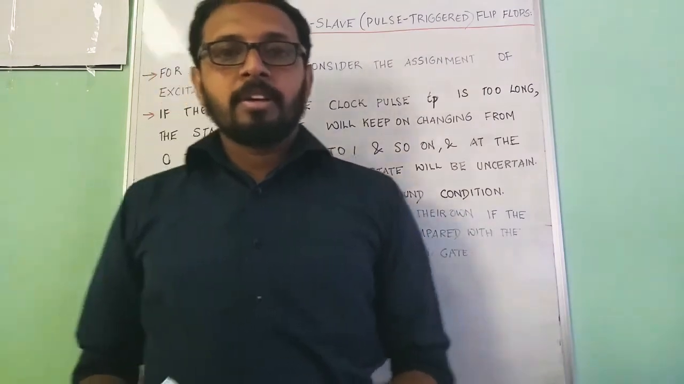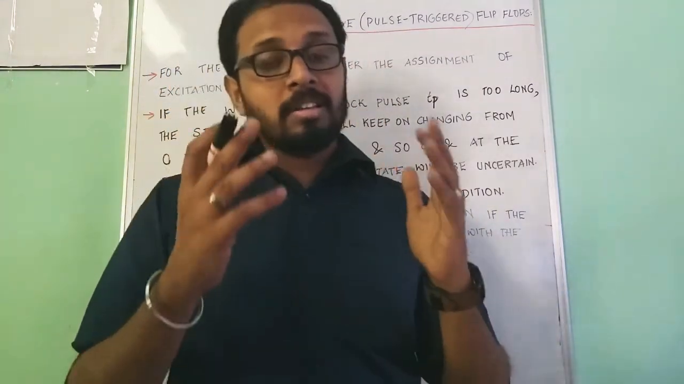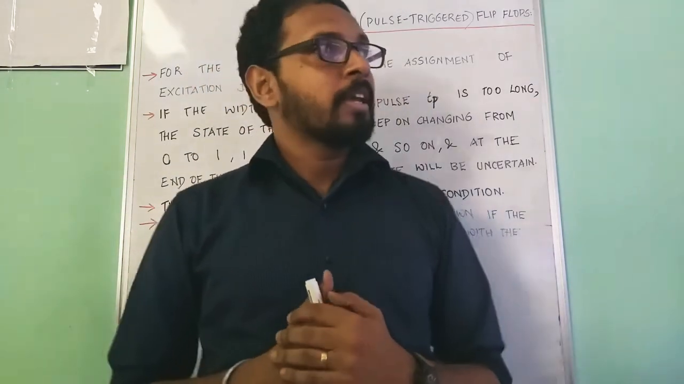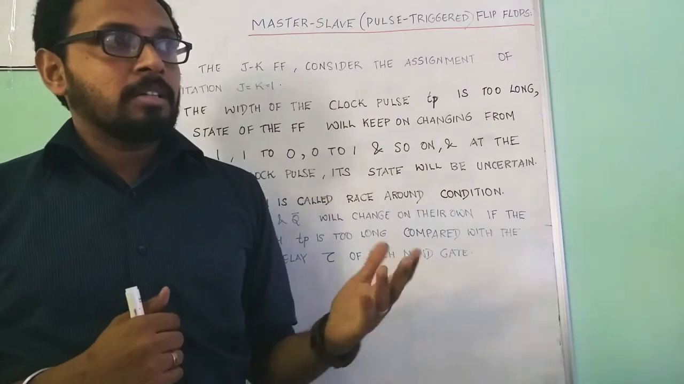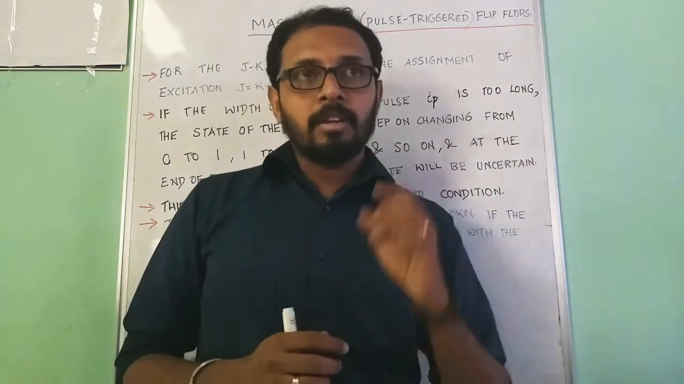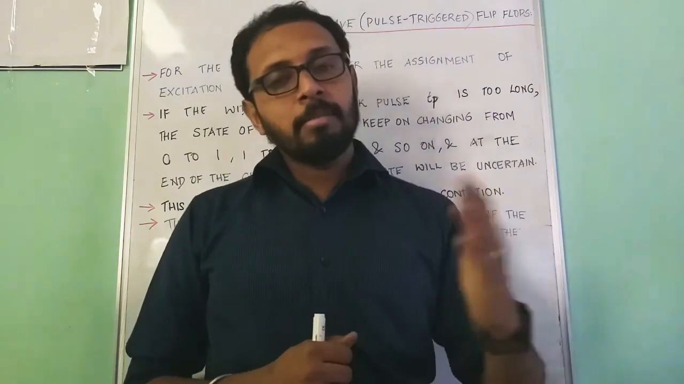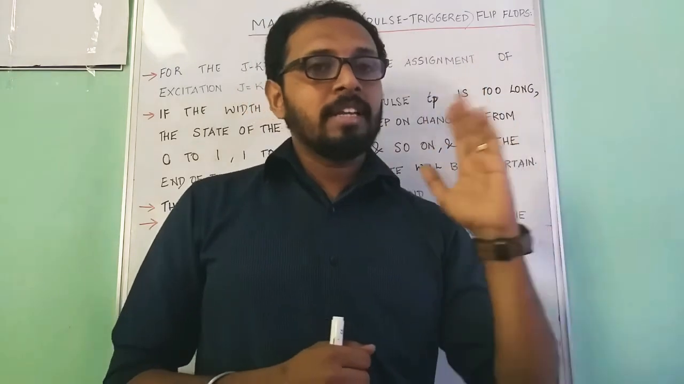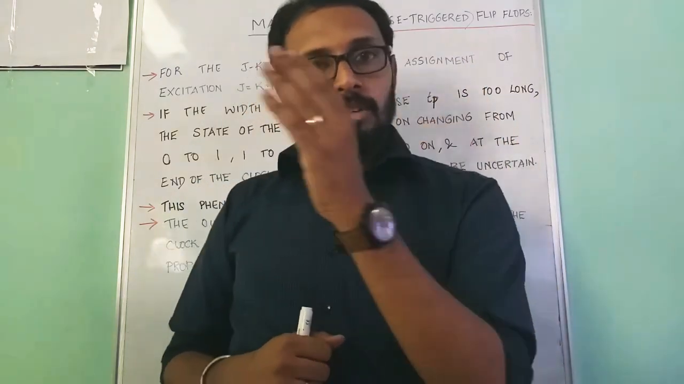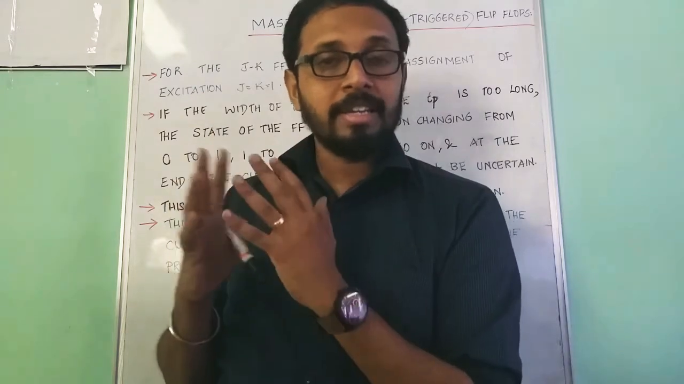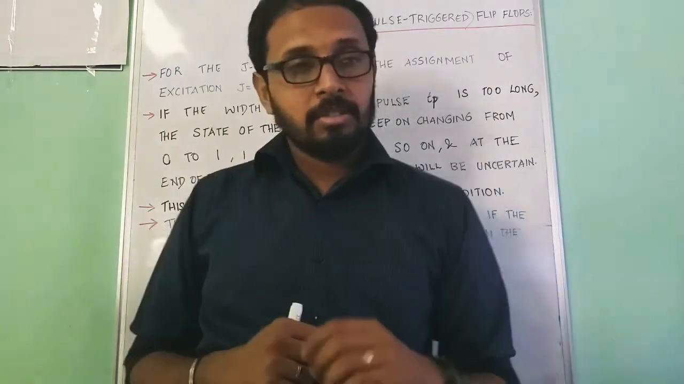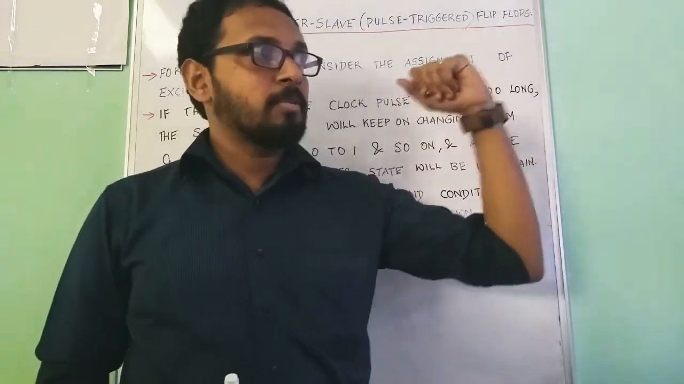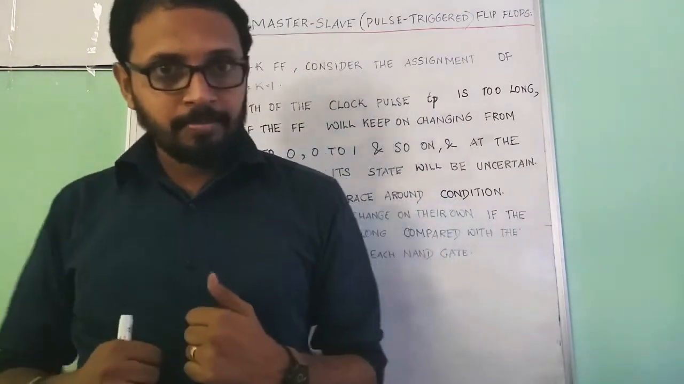Good morning, everyone. Today we will go directly to master slave flip flops, or pulse triggered flip flops. When we discussed edge triggered flip flops, in the case of the JK flip flop, we came across the condition called toggle. When J and K were equal to 1, the state of the system goes to the toggle condition. That is, if the present state was 0, the next state will be 1. If the present state was 1, the next state will be 0.